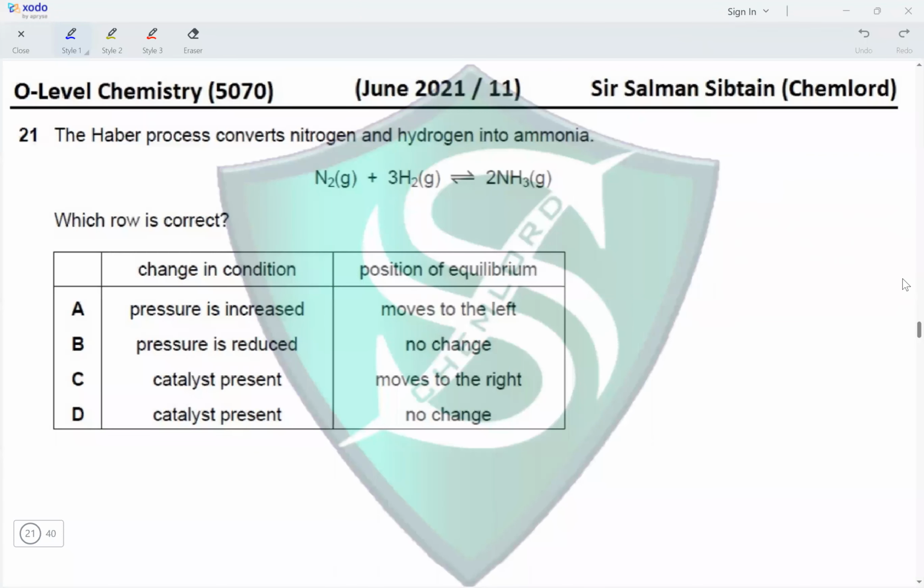Hi guys, this is O-Level Chemistry, paper 11, June 2021, question 21. The Haber's process converts nitrogen and hydrogen into ammonia. Which row is correct? Change in condition.